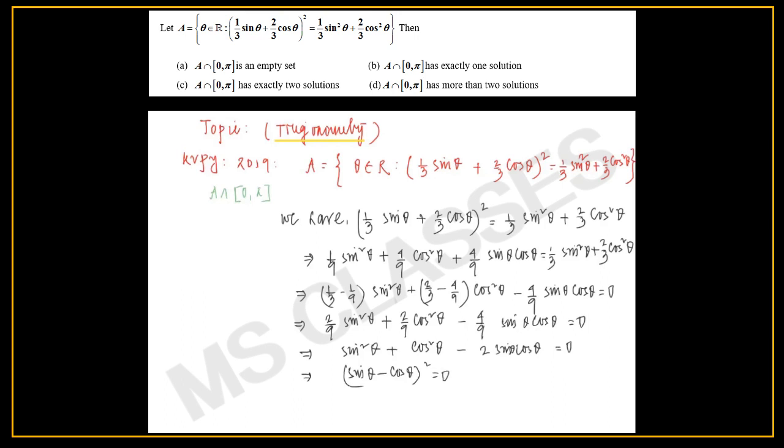Now after this what can we say? This gives us tan theta equal to 1. Now tan theta equal to 1 means theta, between 0 and pi, will be pi by 4. No other solution, because after that the next possibility is pi plus pi by 4. So only one solution is possible. So we can say that A intersection 0, pi will have only pi by 4. As the cardinal number is 1, there is exactly one solution.